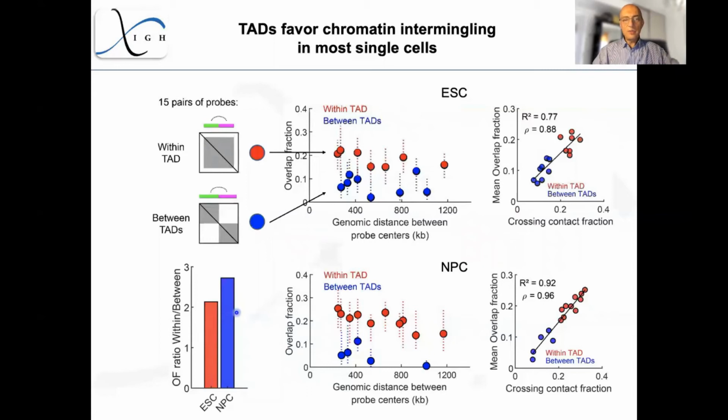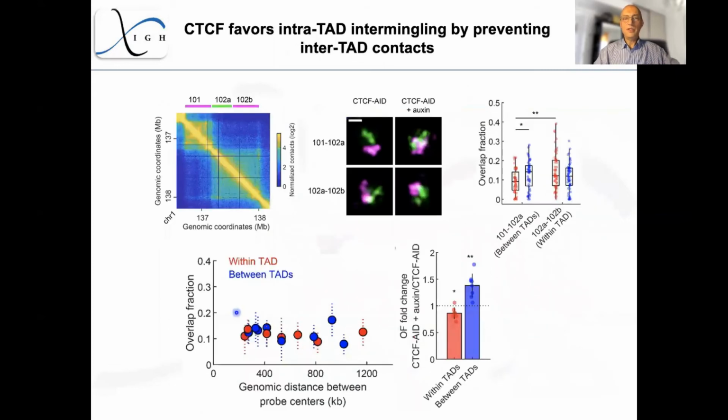What about the determinants of TAD formation? I told you about CTCF and cohesin. So we depleted both of them. And when we deplete CTCF, and we look at probes that span adjacent TADs, we see that they now start to intermingle much more, as shown here and as shown here in the quantification.